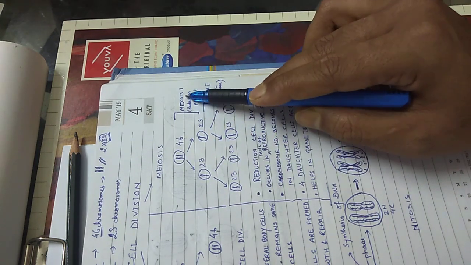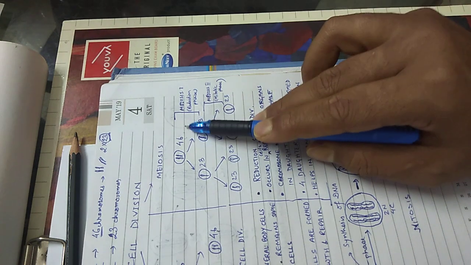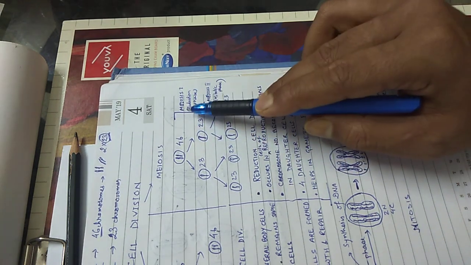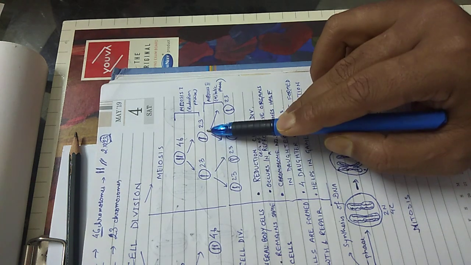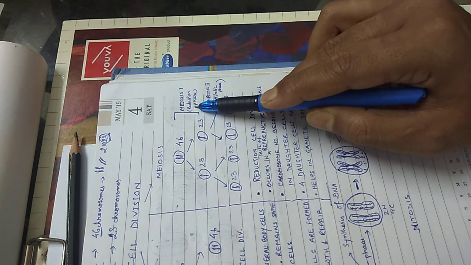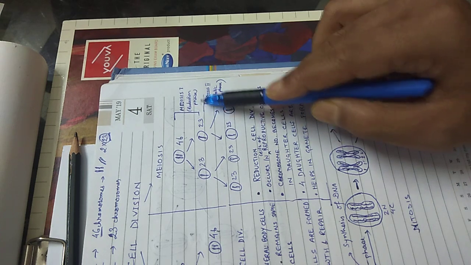And that is called meiosis 1. Meiosis occurs in two steps, meiosis 1 and meiosis 2. So this is meiosis 1, where the chromosome number becomes half in the daughter cells, and therefore it is called the reduction phase.